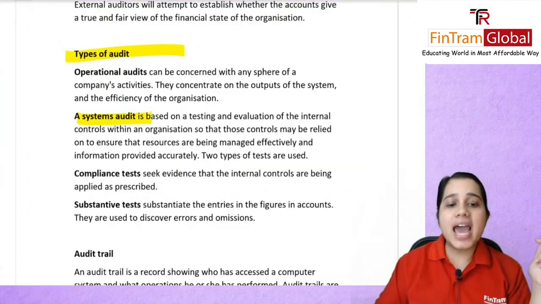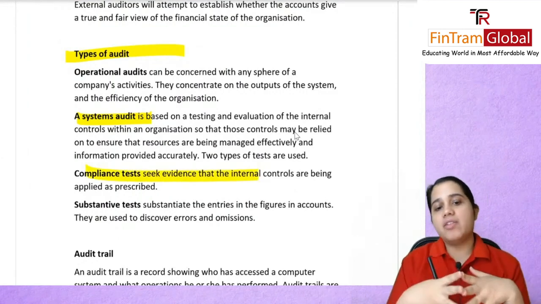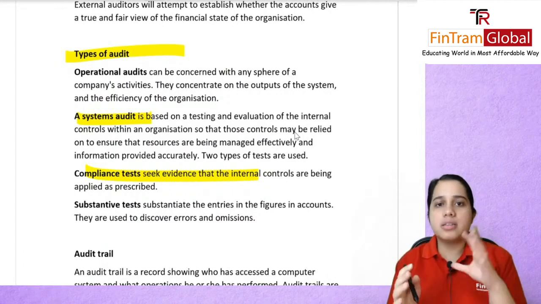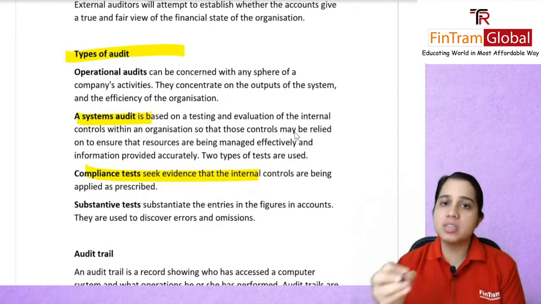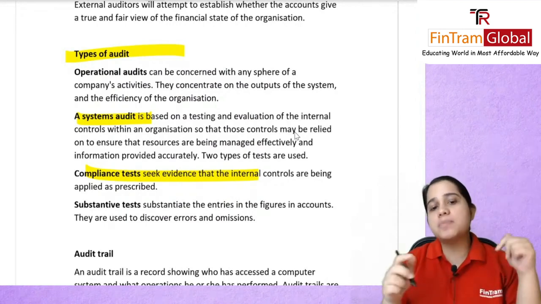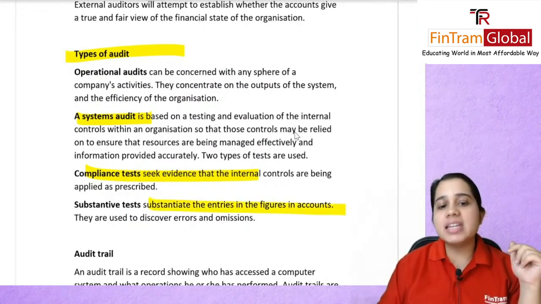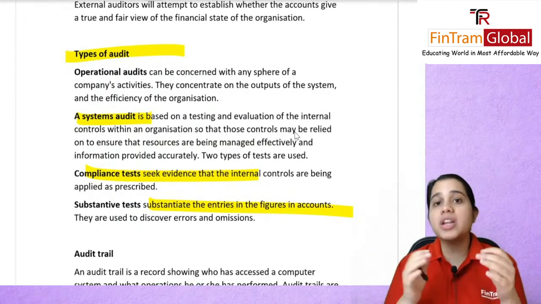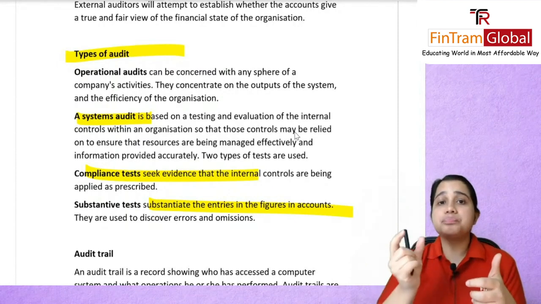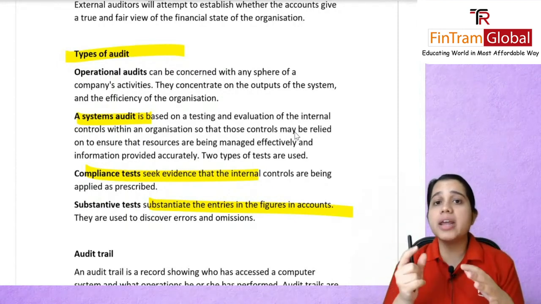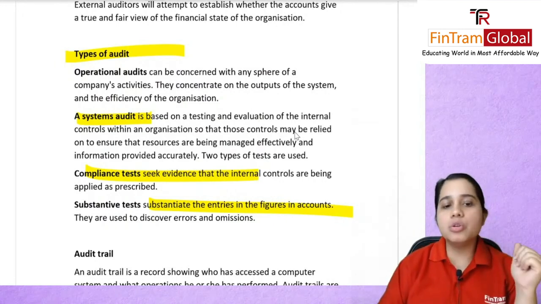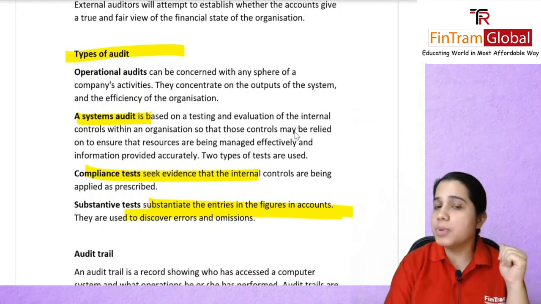You have your compliance test, wherein you are seeking evidence that the internal controls are being applied as prescribed. So as the internal auditors prescribe that these have to be used this way, are they actually being used that way or not? That's your compliance test. And your substantive test is, you will substantiate the entries in the figures in accounts. So whatever value is coming, let's say for cash, if I say $100 million, then you'll see, is this 100 million actually correct? Do I have the evidence for that? That is your substantive testing. Basically, here you can discover any error or omission.